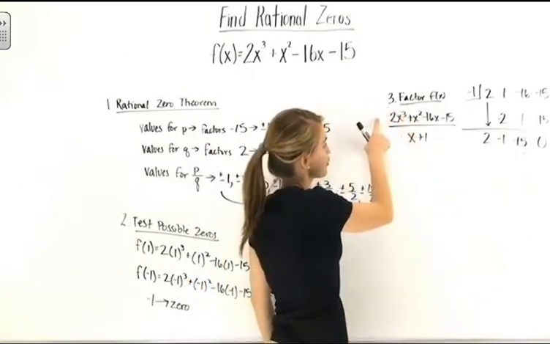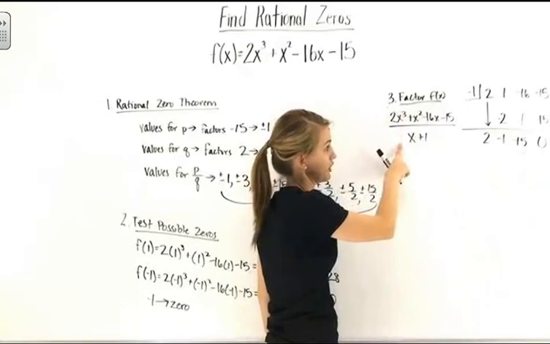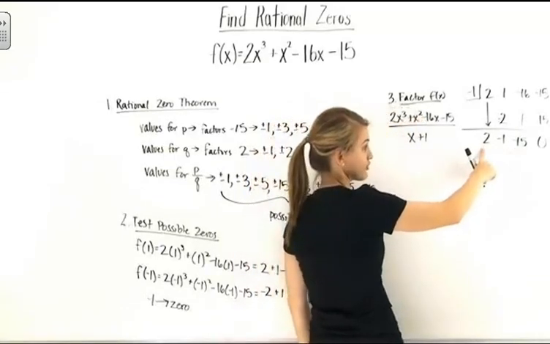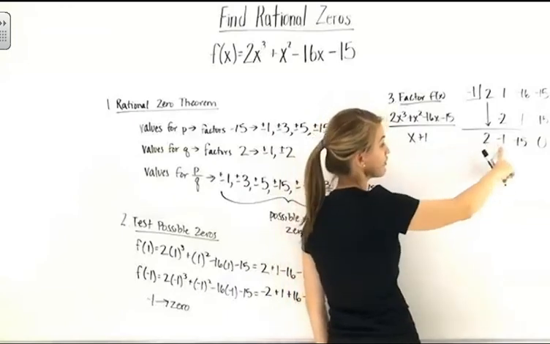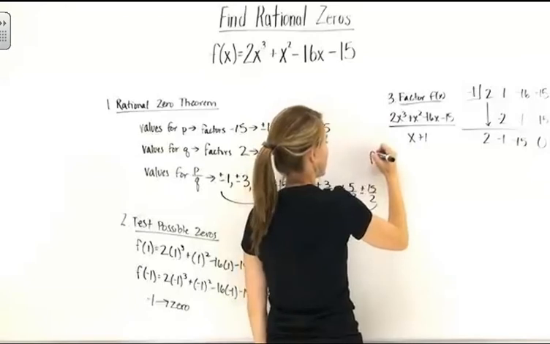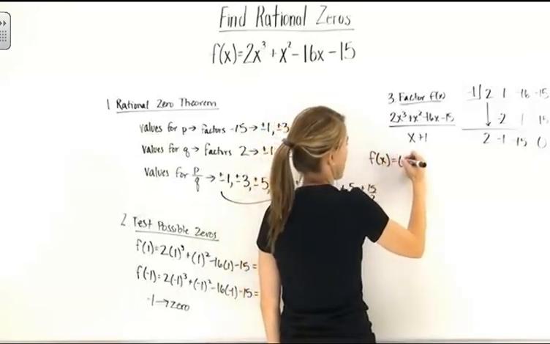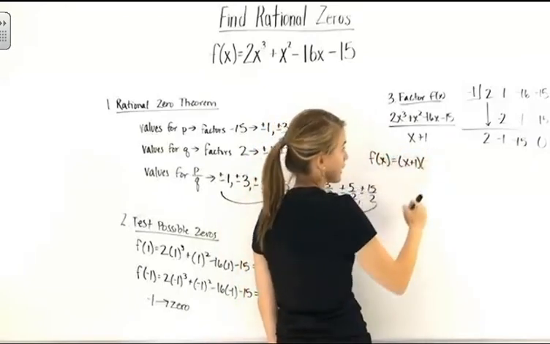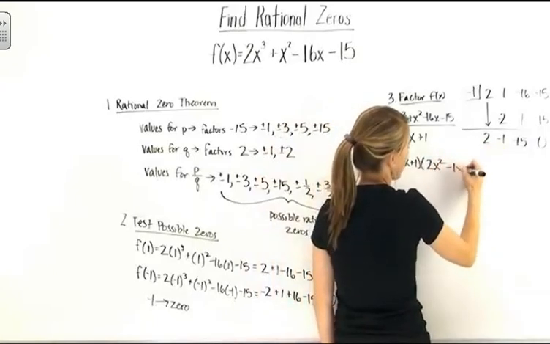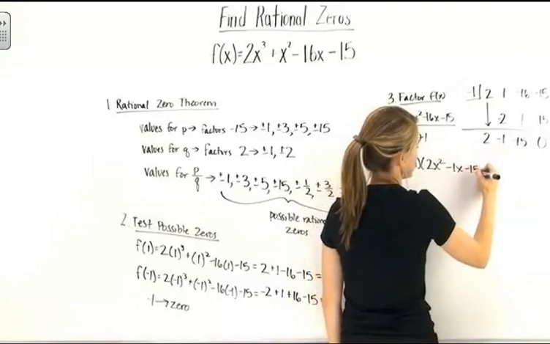Now these are our coefficients of our polynomial. Since we had a third-degree polynomial divided by a first-degree polynomial, this will be a second-degree polynomial. So this is our coefficient for the x squared term, this is our coefficient for the x term, and this is our constant term. So let's go ahead and write it. That means f of x factors to x plus 1 times 2x squared minus 1x minus 15.